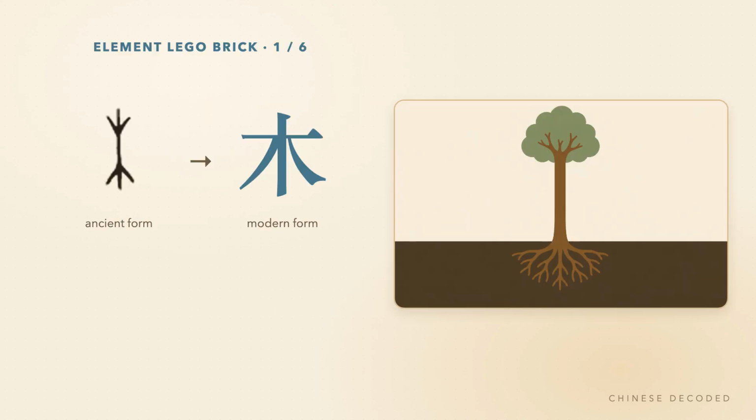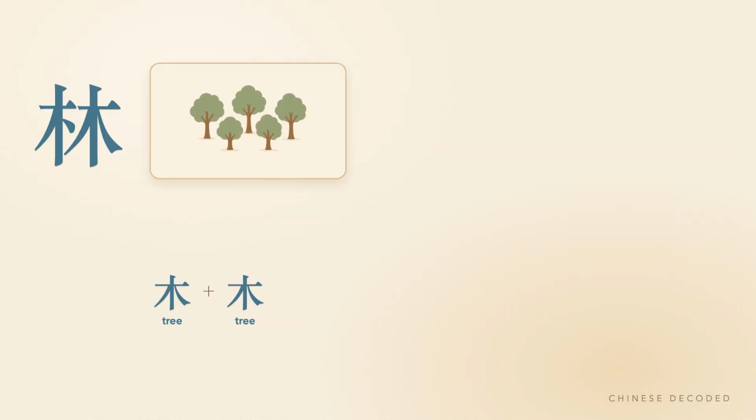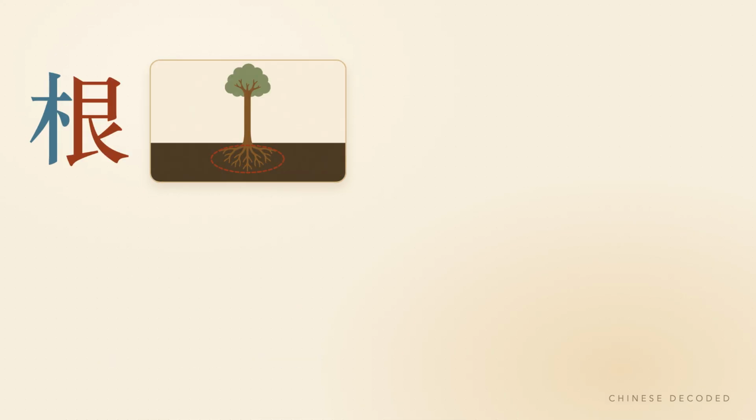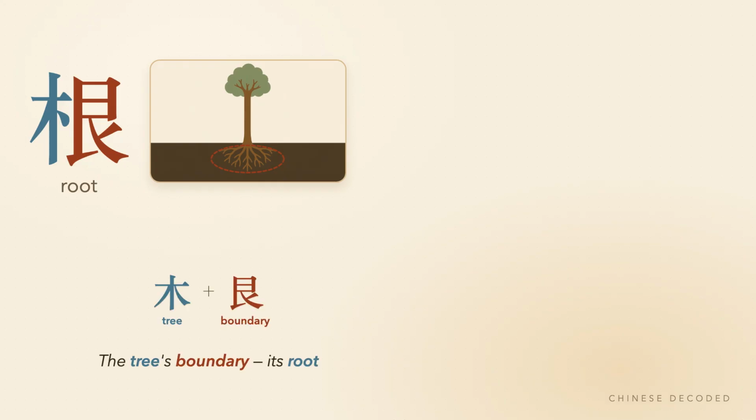It began as a picture, a tree, branches reaching up, roots below. As a Lego brick, it stands for a tree or wood. Double it, many trees, the woods. Triple it, a great many trees, the forest. Now with an abstract brick, tree plus boundary, the outermost of a tree, the root.